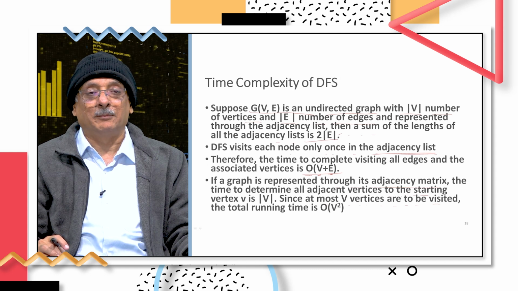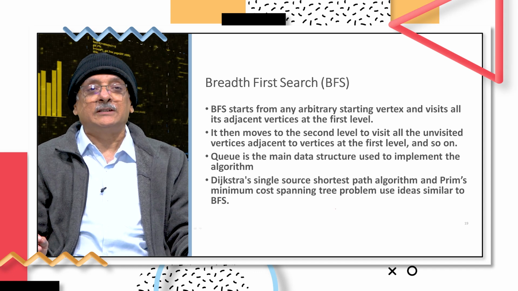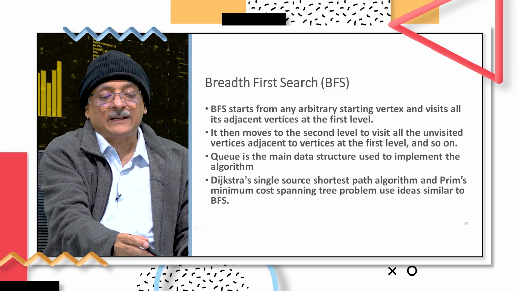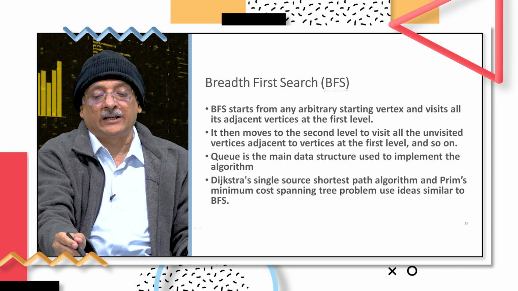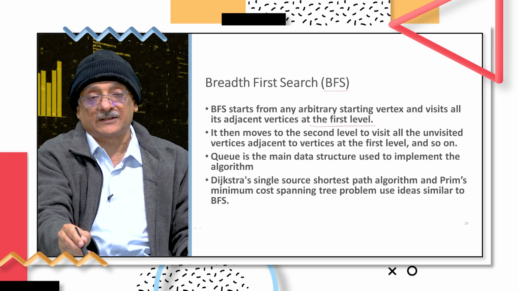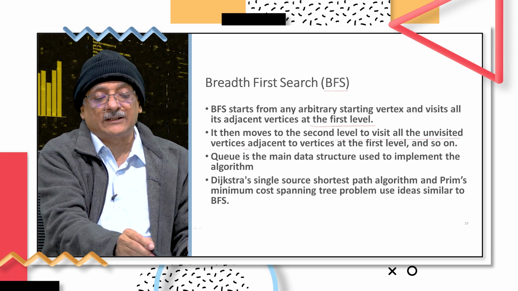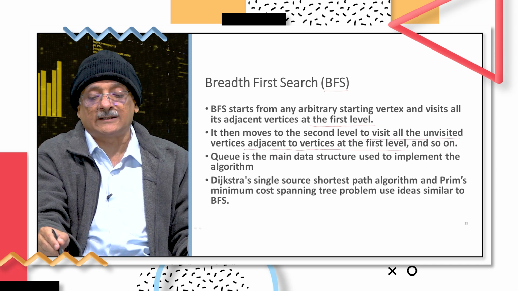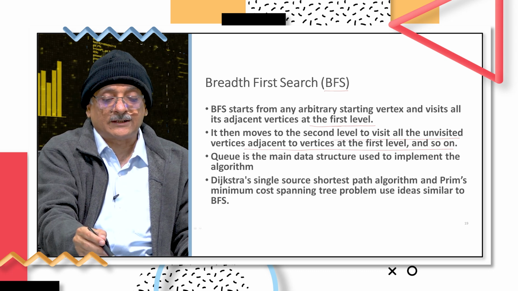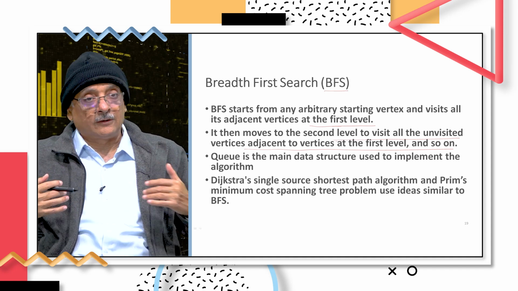Now, let us look into another algorithm, which is breadth first search, also called BFS. BFS starts from any arbitrary starting vertex and visits all its adjacent vertices at the first level. It then moves to the second level to visit all the unvisited vertices adjacent to vertices at the first level, and so on and on. So, this is how we will be doing first level, second level, third level and onwards.